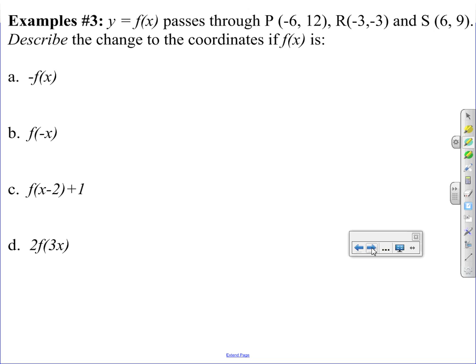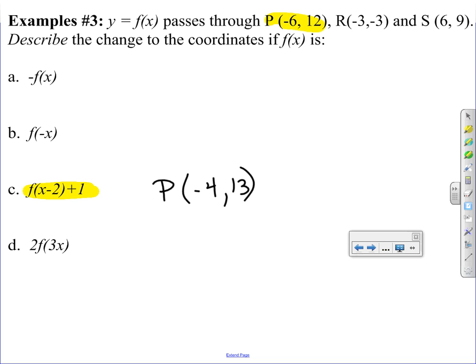So if we look at combinations, and I'll look at C here, f of x minus 2 plus 1, what is going to change when I look at point P? Well, the x value is going to change because something's happening inside the bracket, and the y value will also change. Point P will now become, if you're going to add 2 to your x value, and we're going to add 1 to our y value, we would get that.